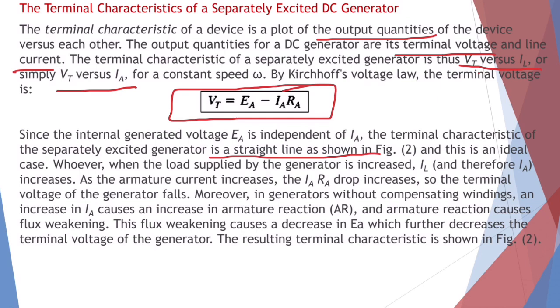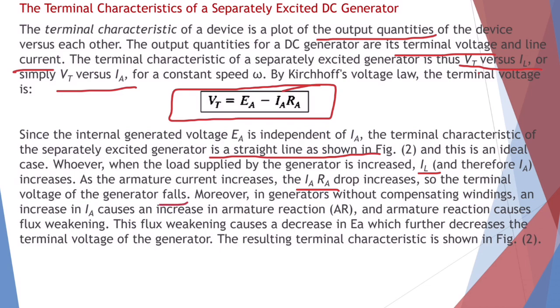However, when the load supplied by the generator is increased, IL, and therefore IA, increases. If the load supplied by the generator is increased, IL will increase. As the armature current increases, the IA-RA drop increases. So the terminal voltage of the generator falls.